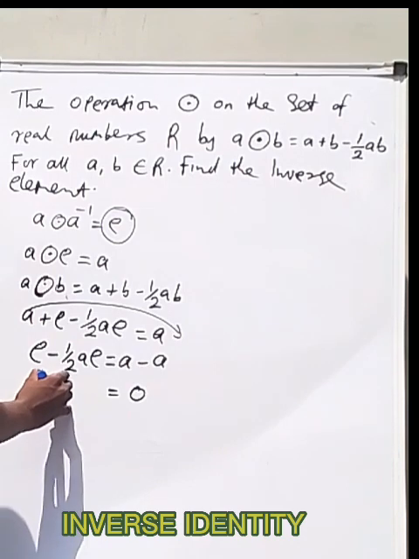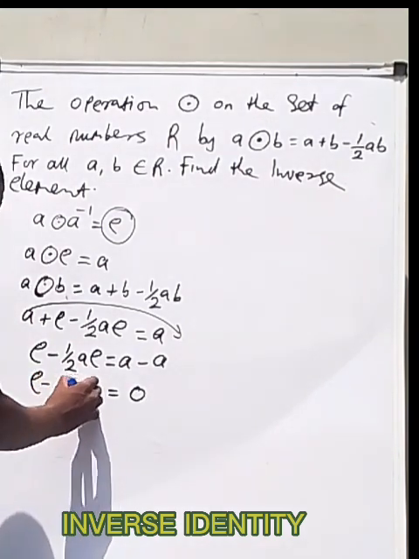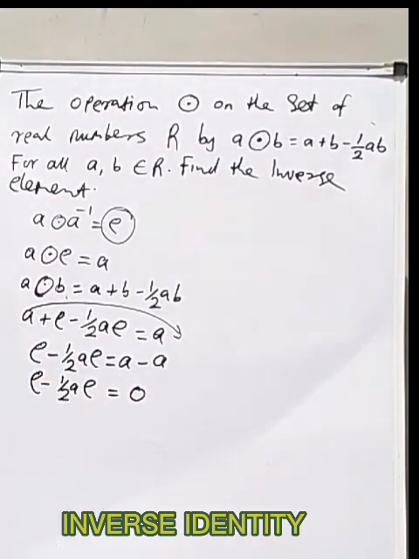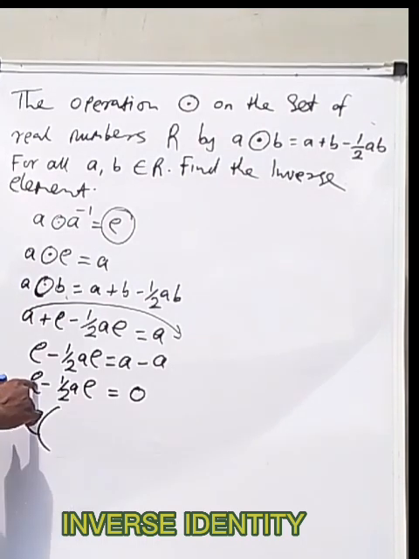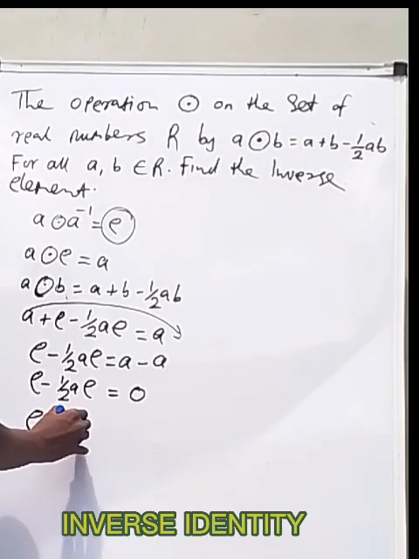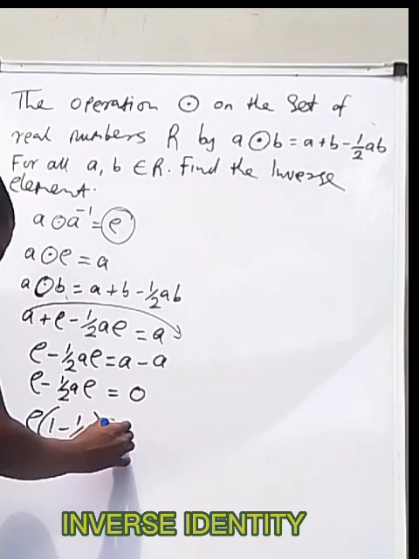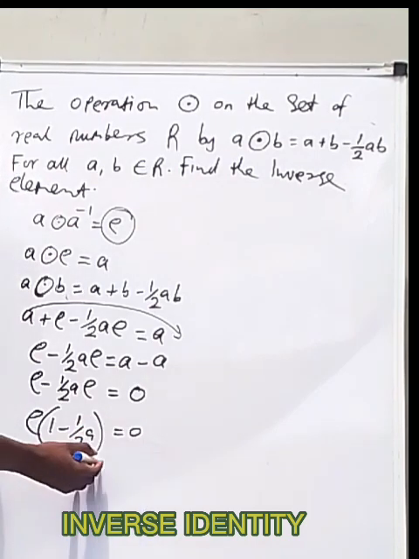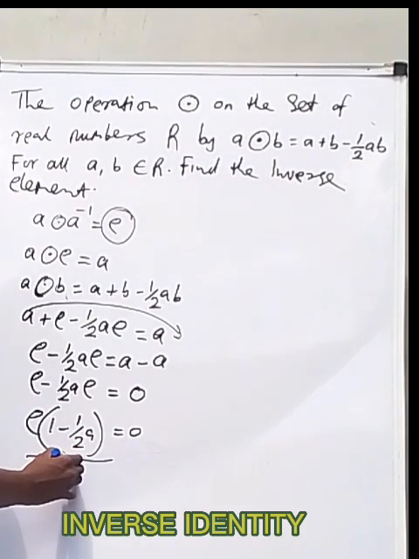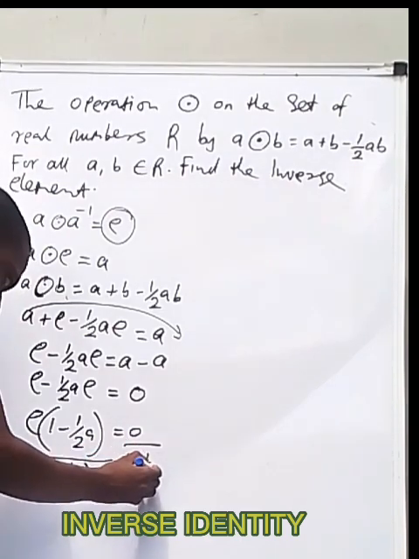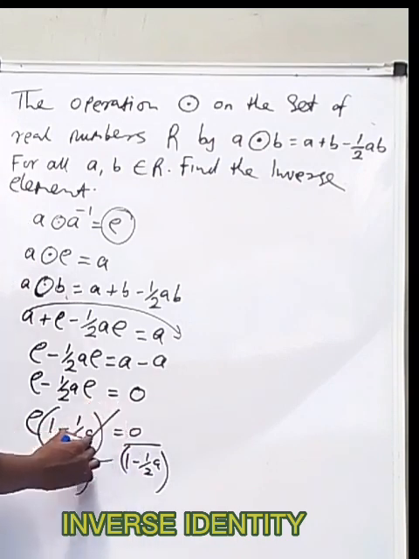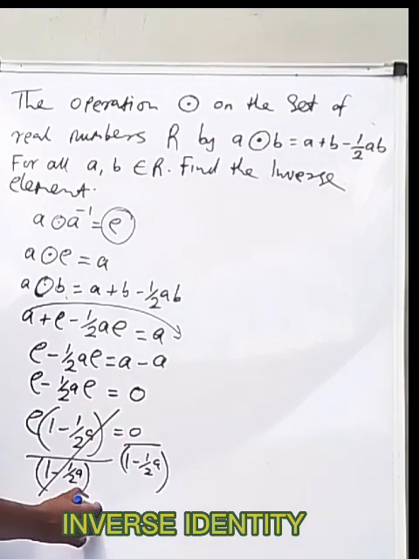Then the one at the left hand side, since E appears twice, I will factor it out in order to make E the subject, which is the identity element. So if I factor E out now, E goes into E, I will have 1. E goes into half A E, I'm going to have A equal 0. In order to make E the subject, I'm going to divide both sides by 1 minus half A. If I do that, my E will become 0.